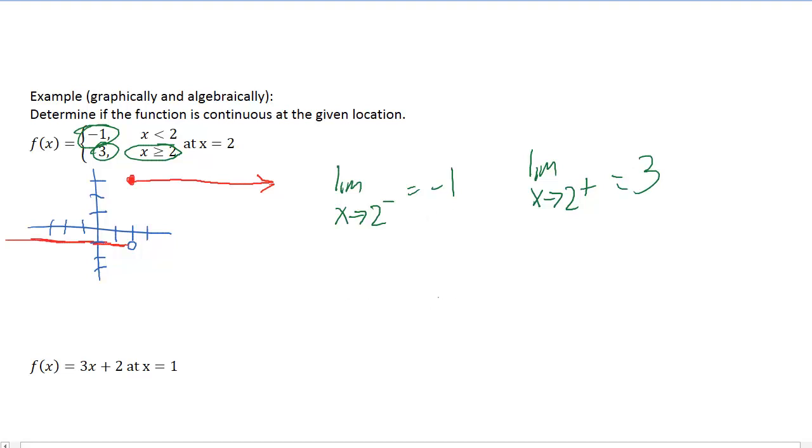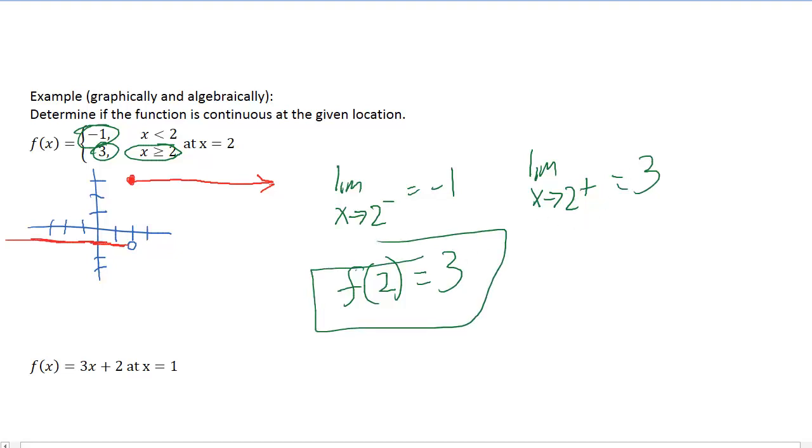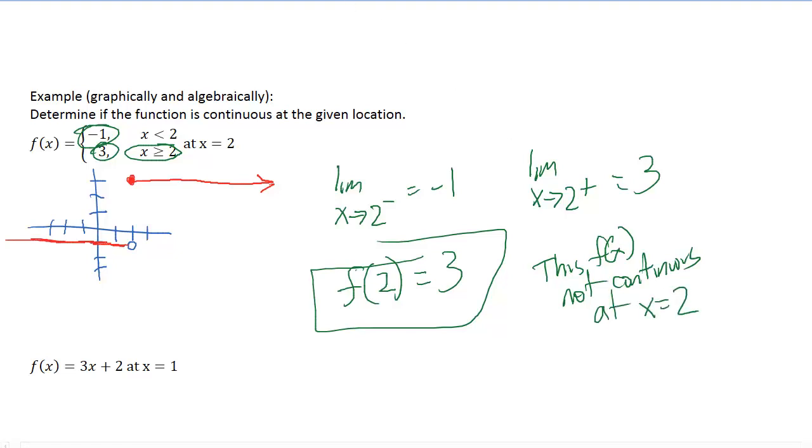And finally, the evaluated value at that point, f of 2, would be equal to 3. So this rule is true. F of 2 does exist, but the limit does not exist. Therefore, this function is not continuous at x equals 2. Or we could just write a big no.